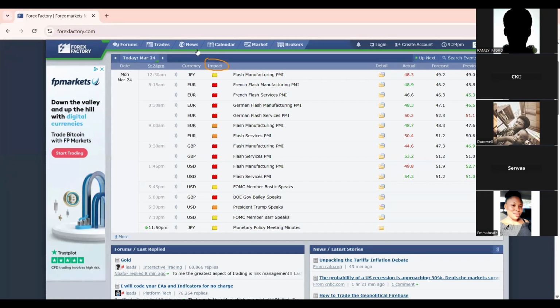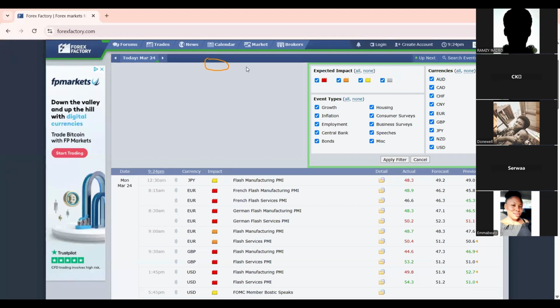That means how is this news going to affect the market? So if you see a red folder, that means it's going to affect it at a higher rate. If you see a yellow folder, moderate, like this orange folder, moderate. I can't see an ash folder here, but let me open the filter for you to see. If you see this ash folder, that means it's not going to affect the market that much. If you see this yellow, it's moderate. If you see this orange, it's moderate.